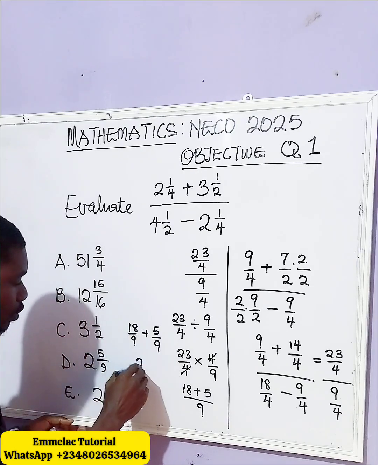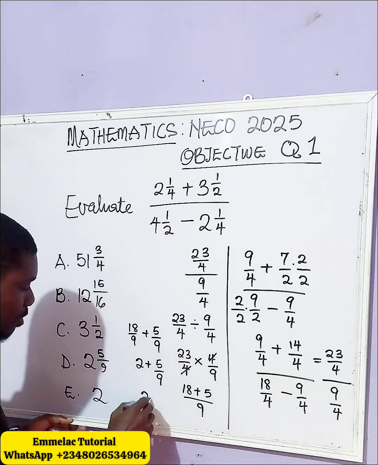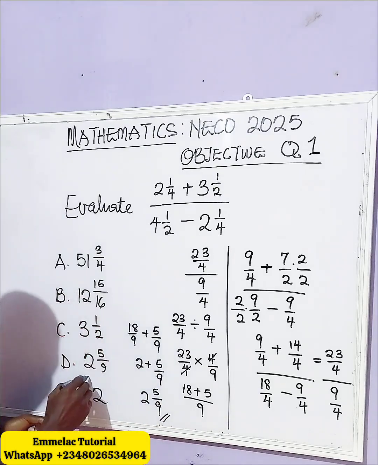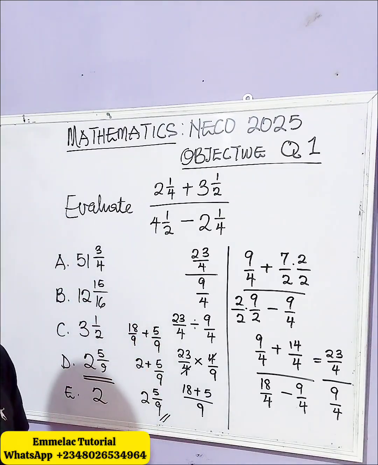You have 2 plus 5 all over 9, giving us 2 whole number 5 all over 9 as the final answer. D is the correct option. Thank you and God bless you.